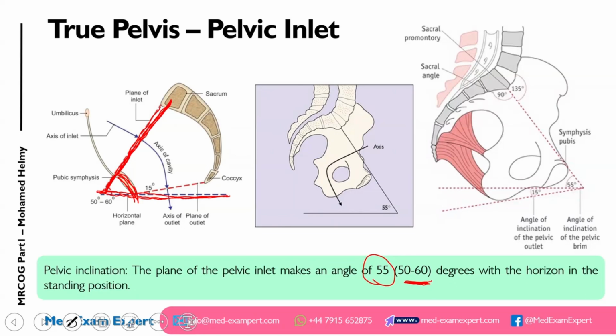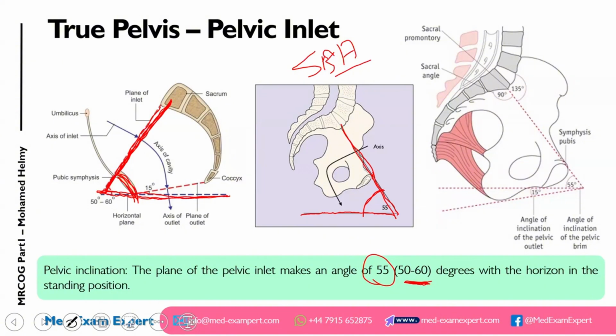Okay, so this is the plane of the inlet, as you can see, from the sacrum posteriorly to the upper border of the symphysis pubis anteriorly. Extend this imaginary line, draw another horizontal line, and measure the angle in between. It equals 55 degrees, or this is the average, and the range is between 50 and 60 degrees. Also, this is a very important exam question.